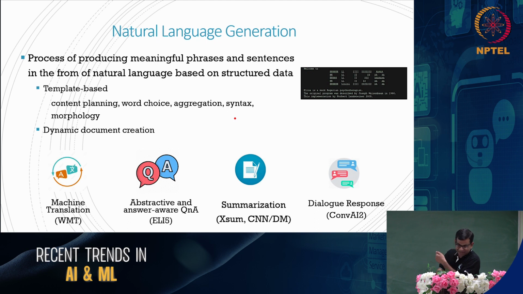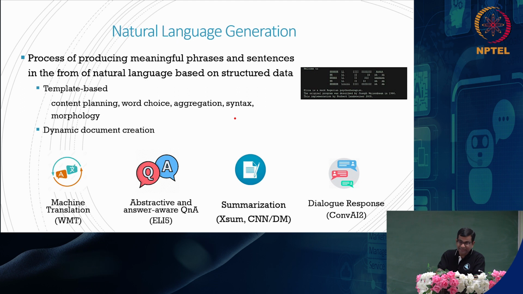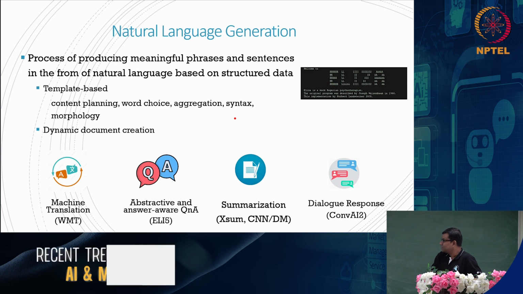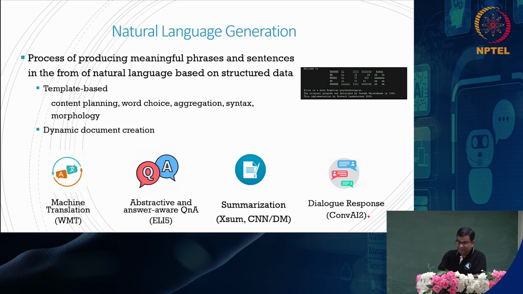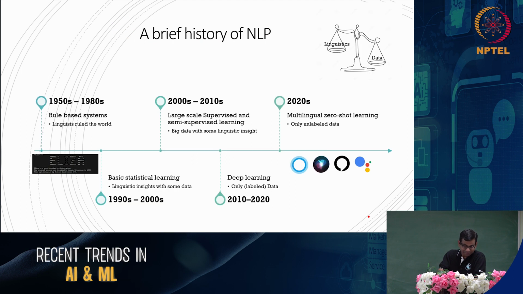Now here are some very useful examples. One is machine translation, and the things in brackets indicate popular data sets which you can use. WMT is a very well-known data set for machine translation. Then abstractive and answer-aware question answering systems. ELI5, I think, stands for Explain Like I'm 5 years old. Summarization is another important one. Dialogue response, conversational AI. I'm not going into this detail. You will get the slide.